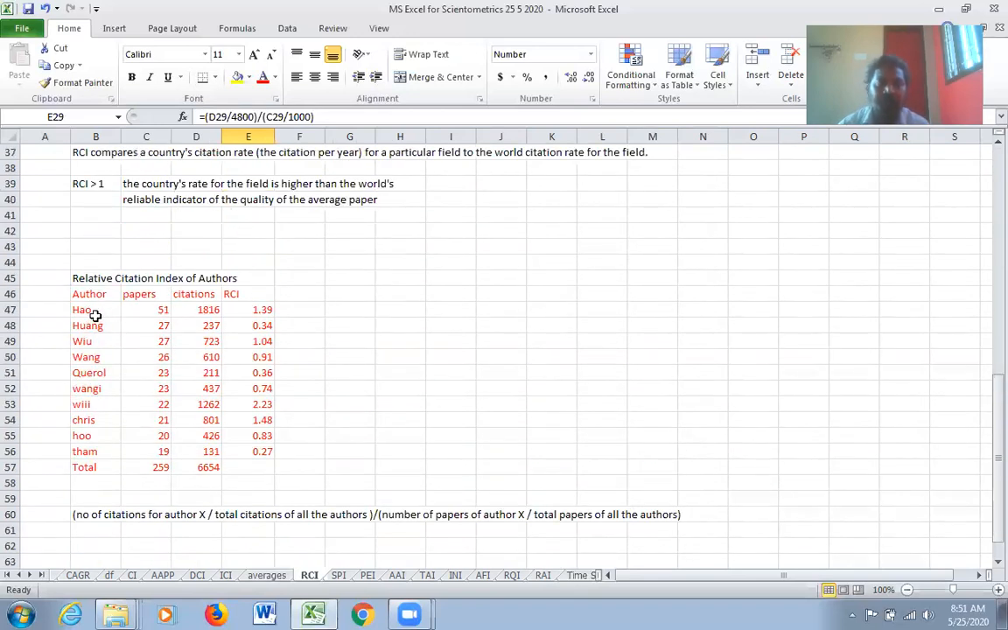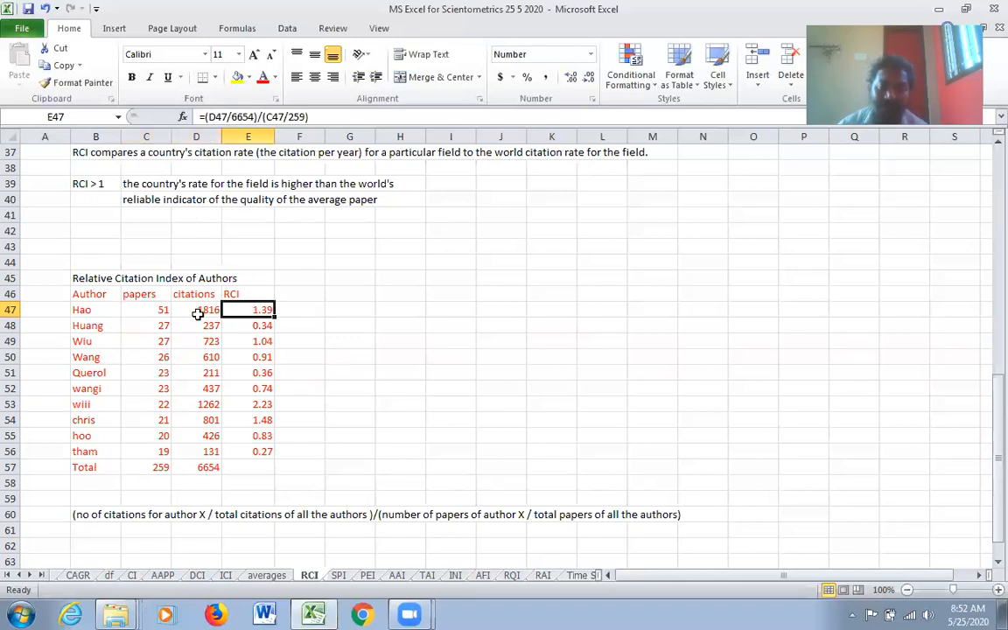For example, there's an author who published 51 papers and got 1816 citations for his 51 papers. Totally, all these authors together contributed 259 papers, and for all the 259 papers, they got 6654 citations. Now I can calculate relative citation index for each and every author. For example, let me do it for Ho.